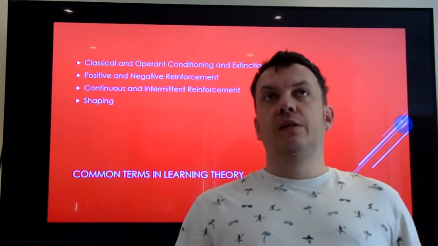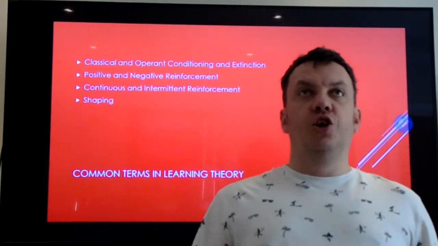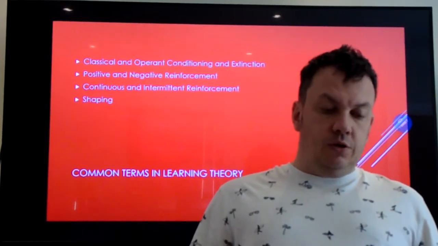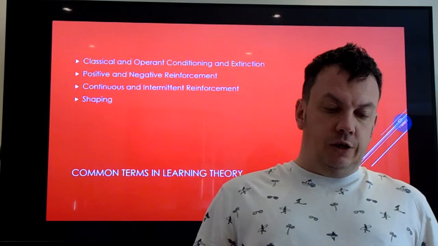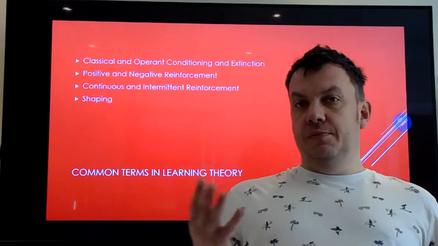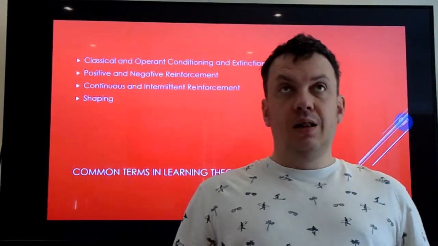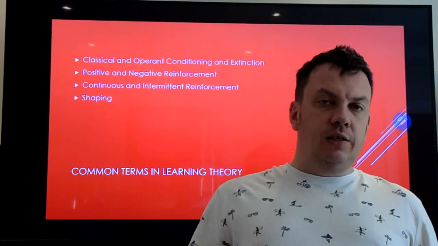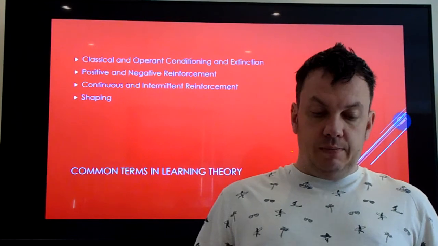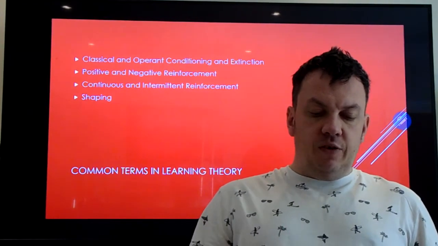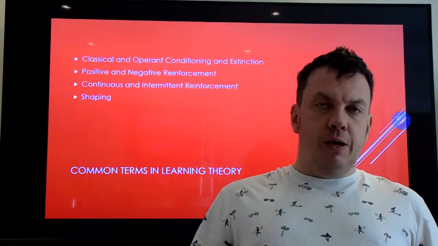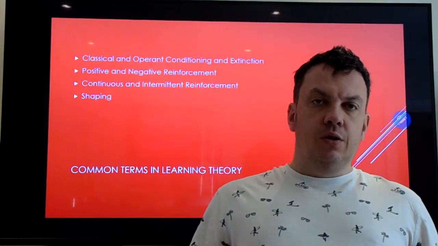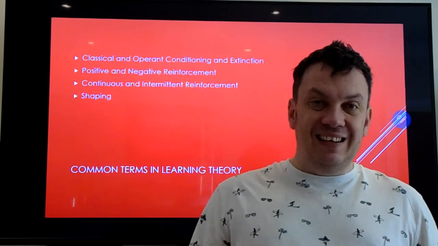Firstly, we need to look at some of the common terms in learning theory. To fully understand these learning theories, some definitions need explanation, and some of these will be discussed later. Classical conditioning is where a neutral stimulus is paired with an instinctive response to another stimulus. After repetition of the process, the neutral stimulus becomes conditioned and gives the same response as an instinctive response.